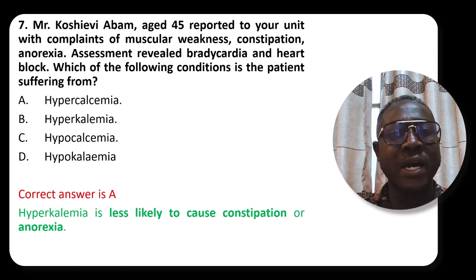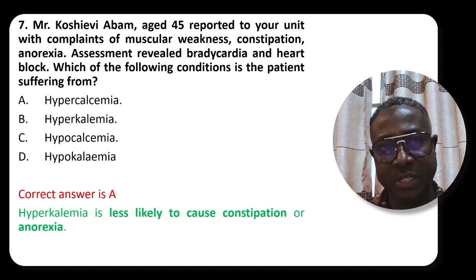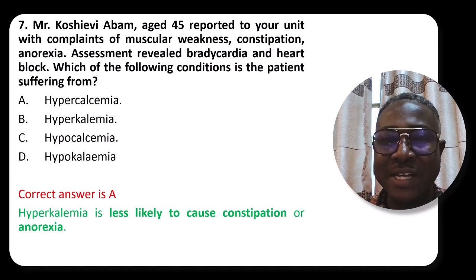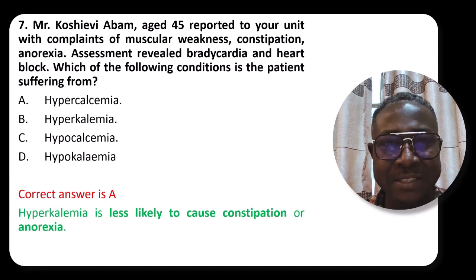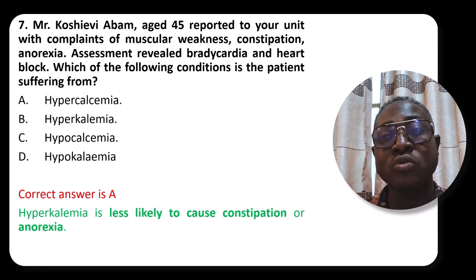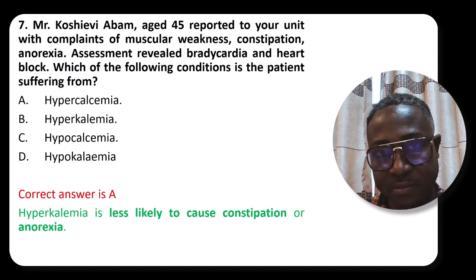Now let's look at the complaints of the patient. Muscular weakness, constipation, anorexia, bradycardia, heart block all show that the muscles are not excited. So that means that there is a certain element that is high. So that means C and D are incorrect.